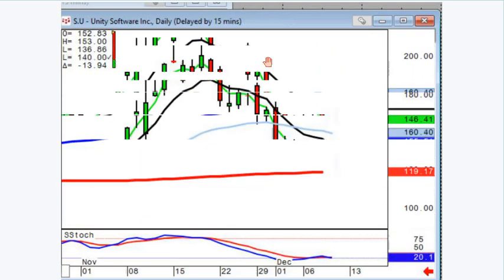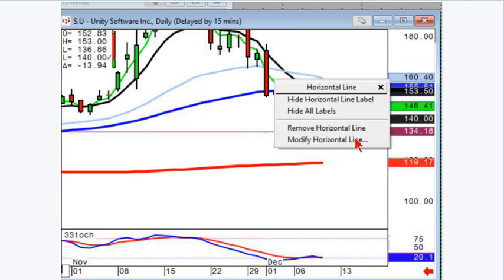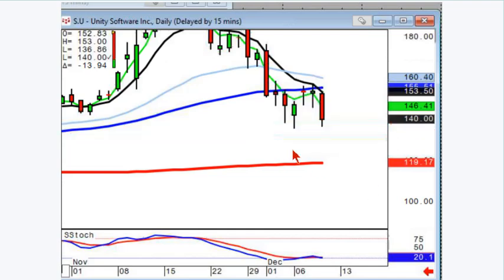Unity, you could go short on this one with the expectation that wave 3 should take you down to the 200-day moving average.